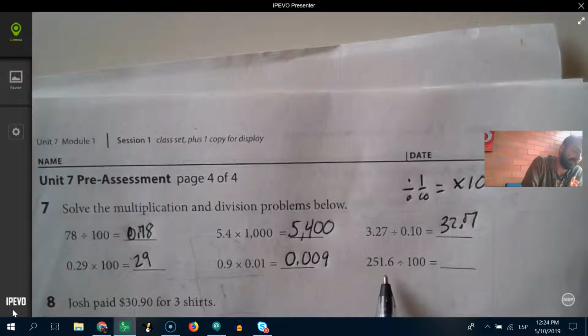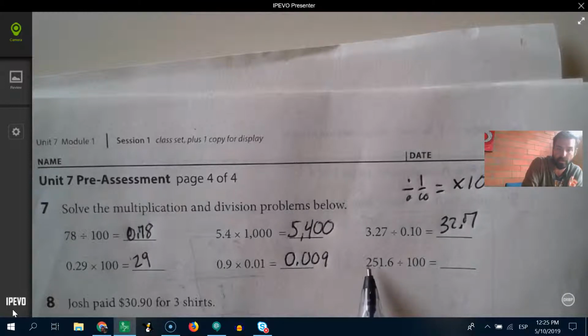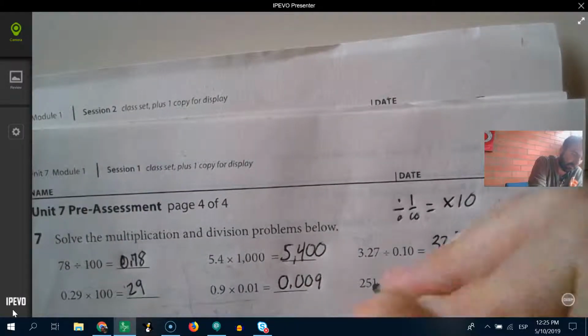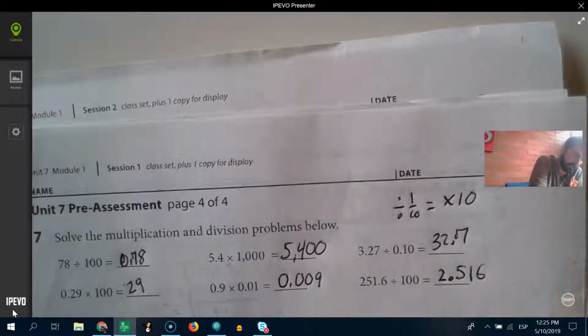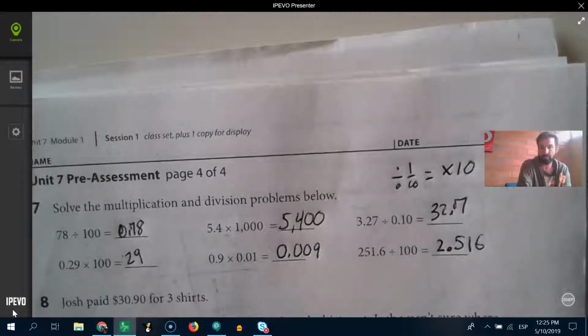And finally we have 251 and 6 tenths divided by 100. Again, when we divide by a factor greater than 10, we're shifting that number to the right. 100, one spot is 10, a second spot is 100, so that's 2 spots. The digit 2, that's in the hundreds, is going to shift 2 spots to the right, so my 2 is actually going to be in the ones. Then I have my decimal point, and then I have 5, 1, and 6. So 251 and 6 tenths divided by 100 leaves me with 2 and 516 thousandths.